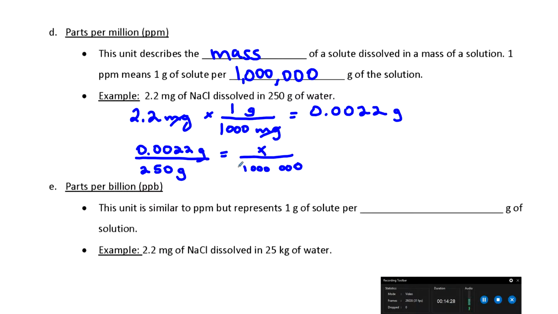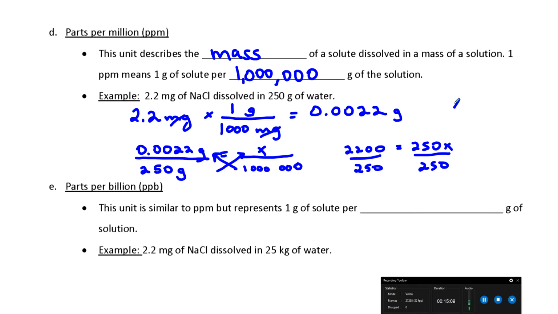So to solve for x, what you do is you cross multiply, and then you solve for x. So when you cross multiply, you're going to multiply 0.0022 by a million. So we're going to move our decimal 6 spots. 1, 2, 3, 4, 5, 6. That gives 2,200 equals 250x. And then we'll divide by 250 on both sides.